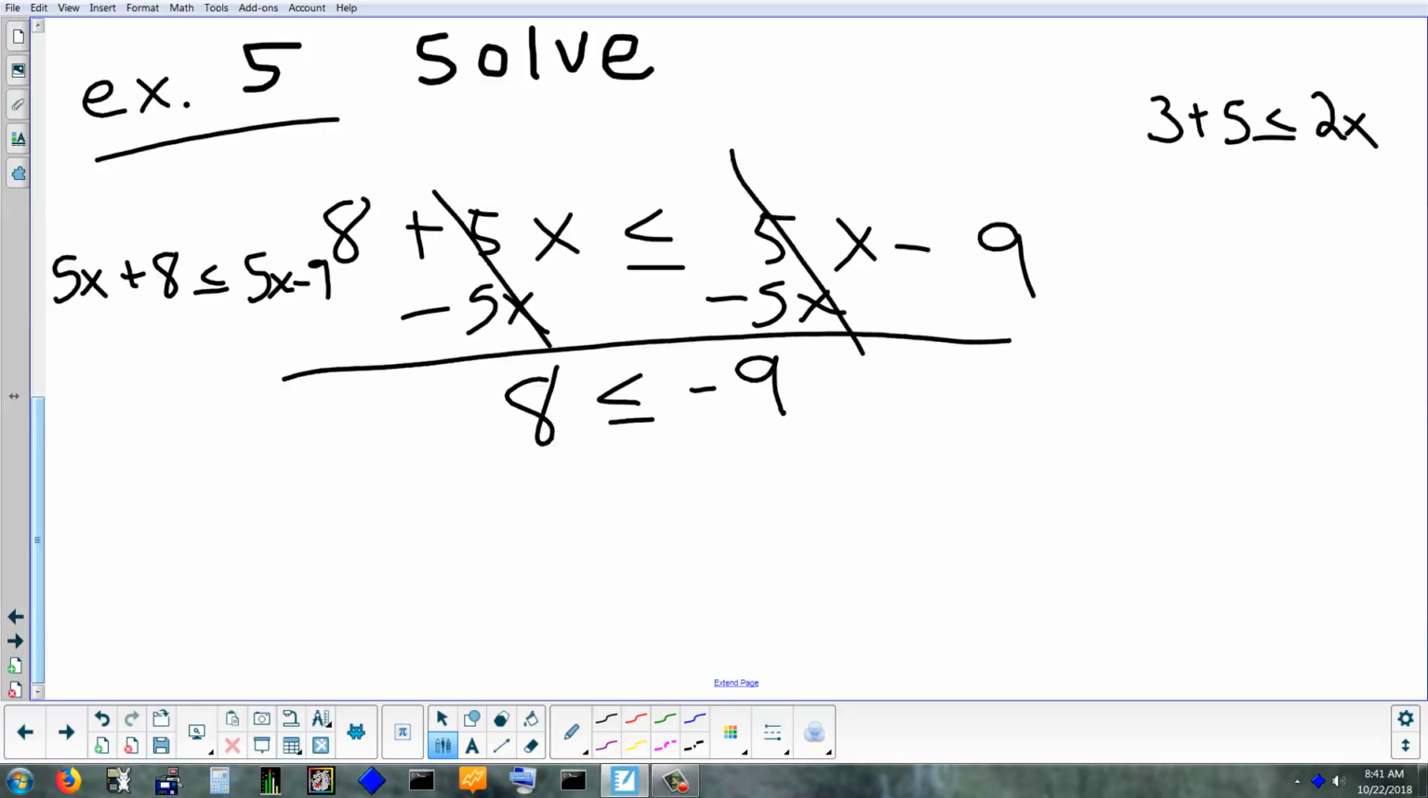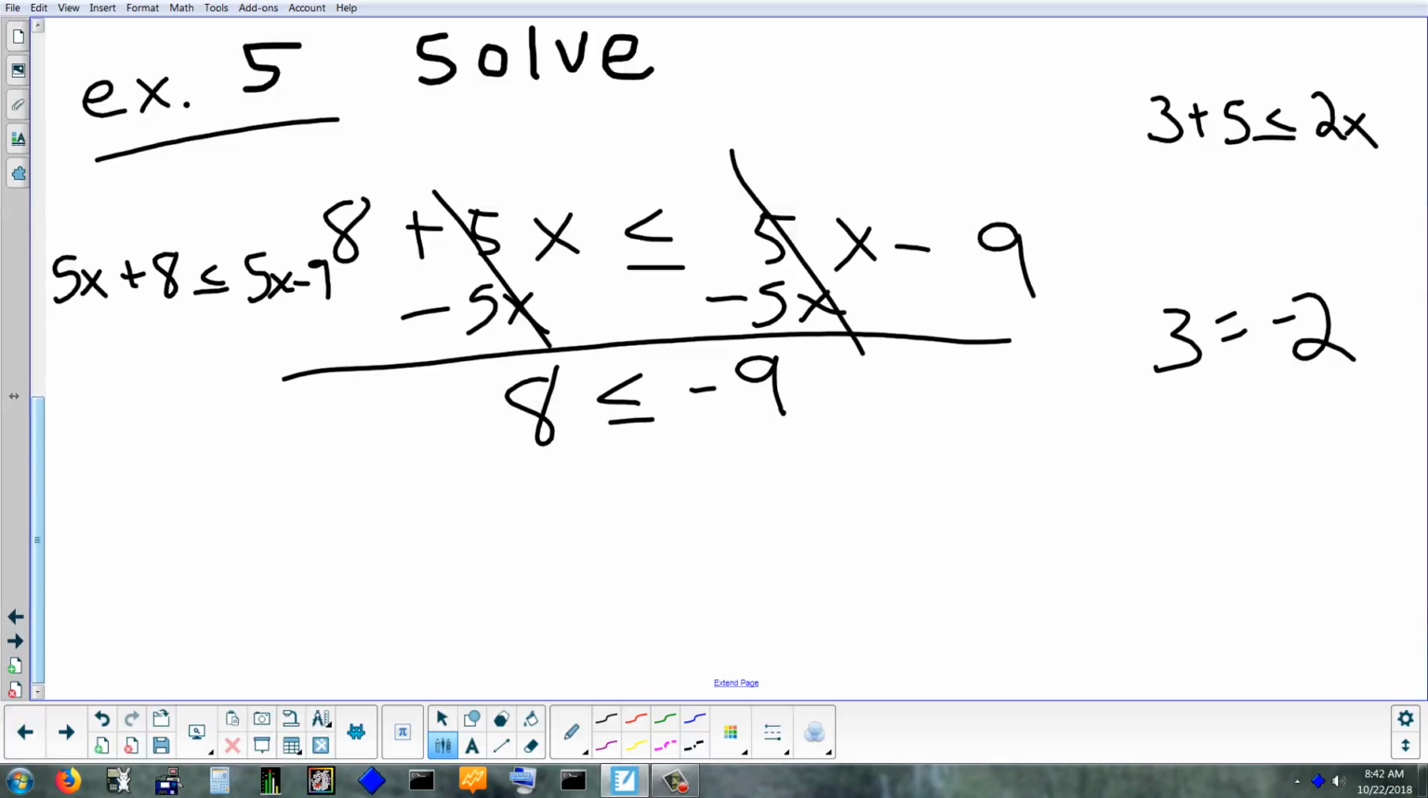What does that say there? 8 is less than or equal to negative 9. True or false? False. So remember we did this stuff with equations as well. This is a false statement. It's kind of like when we did equations and had 3 equals negative 2. It's not a true statement, right? When we got something like that, what was our answer? If it was a false statement, what's our answer?